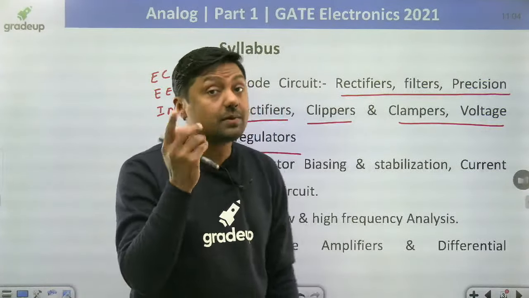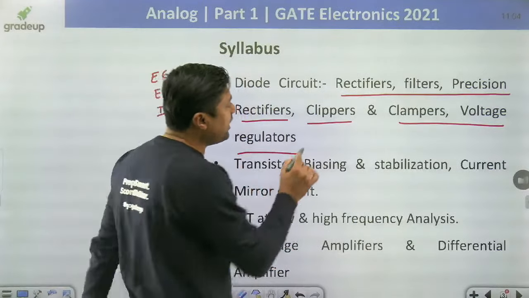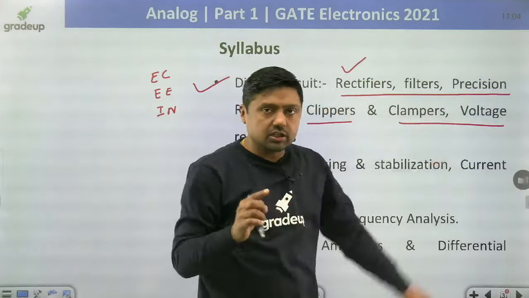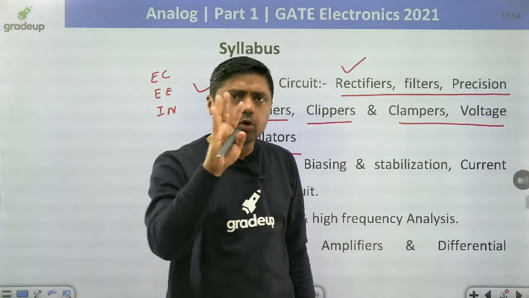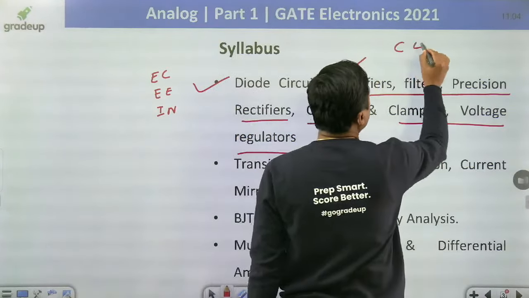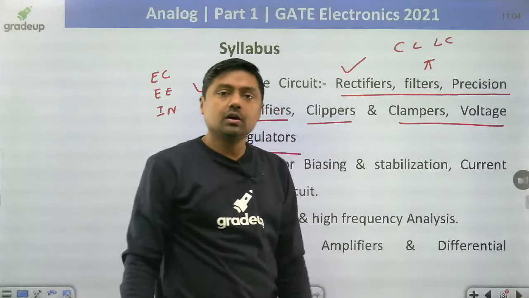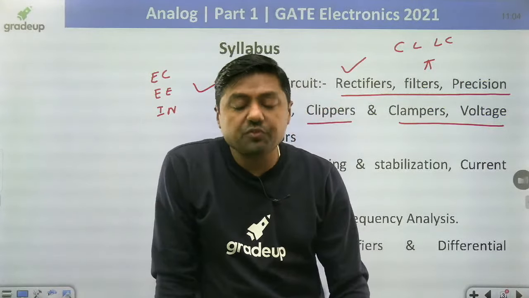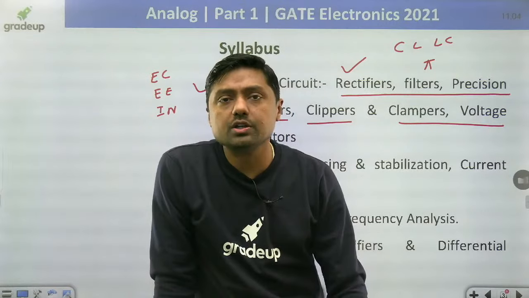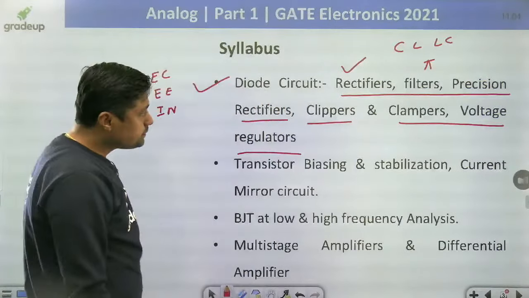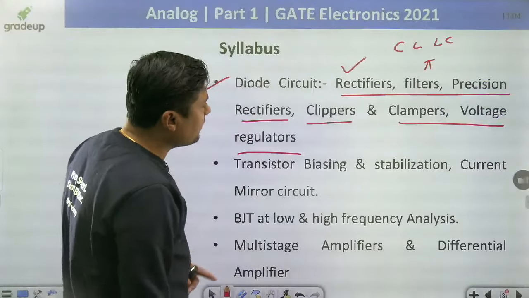Which one is important? We have no idea, but rectifiers: half wave, full wave, bridge rectifiers, and filters. Mainly there are 4 filters: C filter, L filter, LC filter and pi filter, but the most important one is the C filter. Then the next one, precision rectifier.